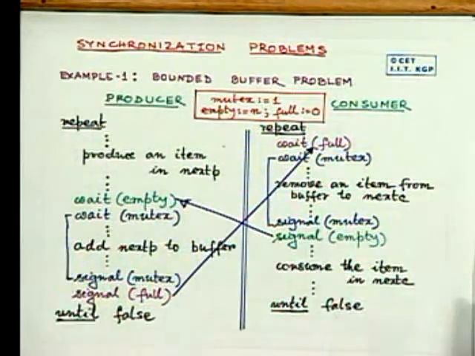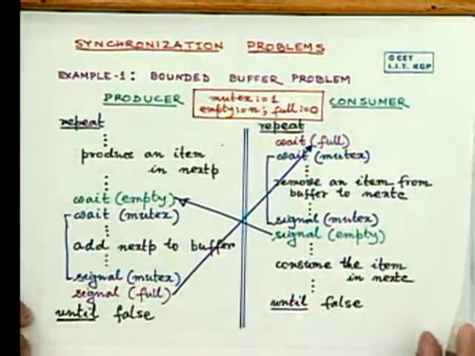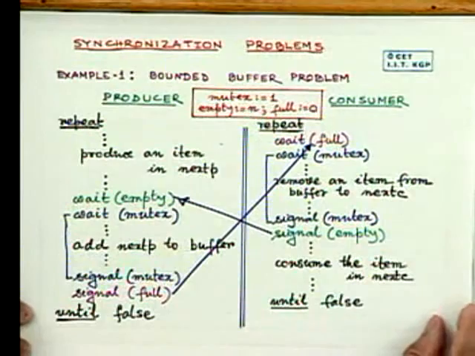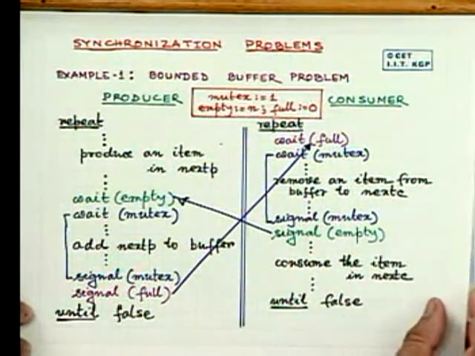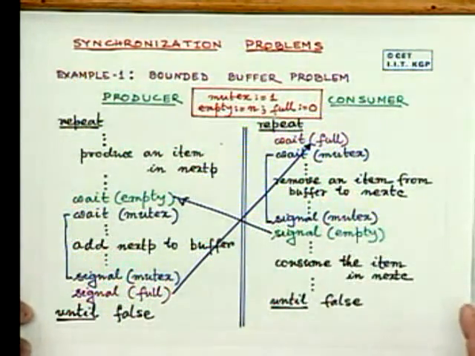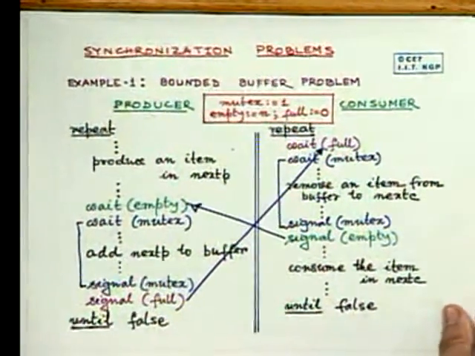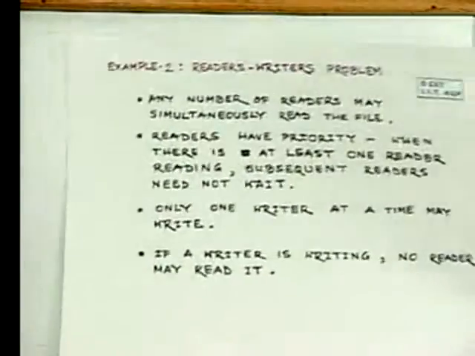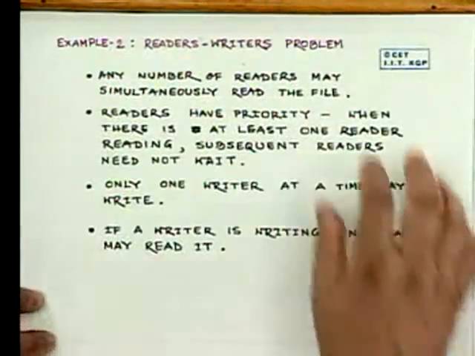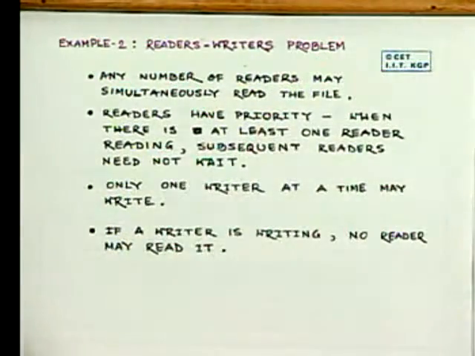Now, this is a good example of a problem where semaphores can be used very fruitfully and effectively to solve the problem, right? Now, let us come to another problem, which we call the readers-writers problem. Let us see what this readers-writers problem is.